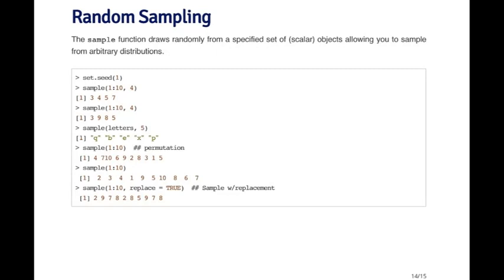I don't have to just sample numbers. I could sample letters if I wanted to. So here I'm taking the letters A through Z, and I'm just going to sample 5 of them without replacement, and I just get Q, B, E, X, and P.